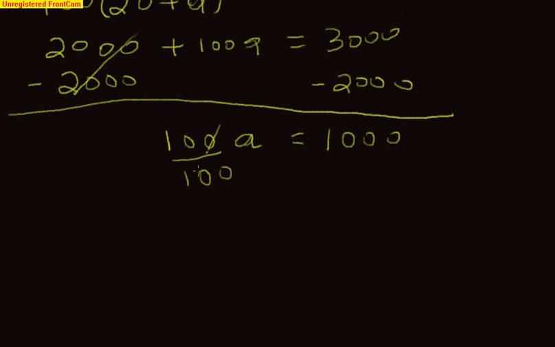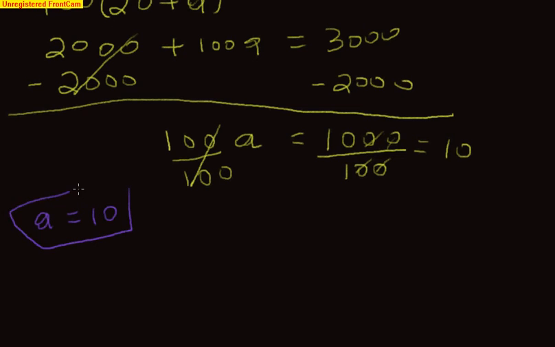Then we're going to divide by 100 to get the value of A. So we have 1,000 divided by 100, that's equal to 10. Alright, so now the great news is that we know the value of A. The value of A is equal to 10. A is a constant that doesn't change.